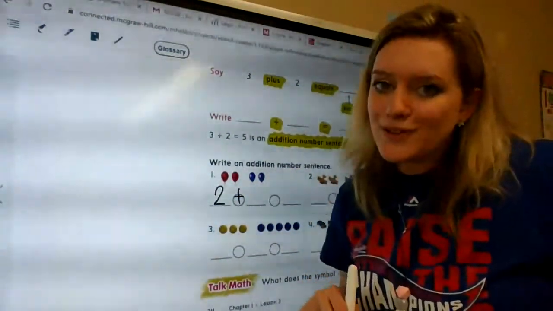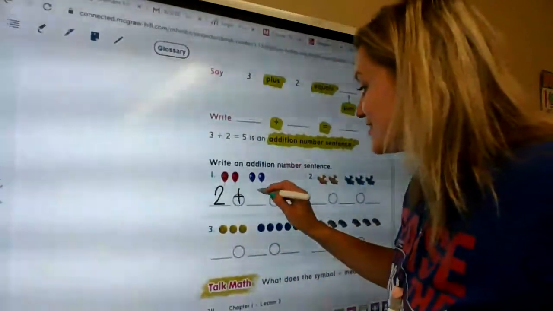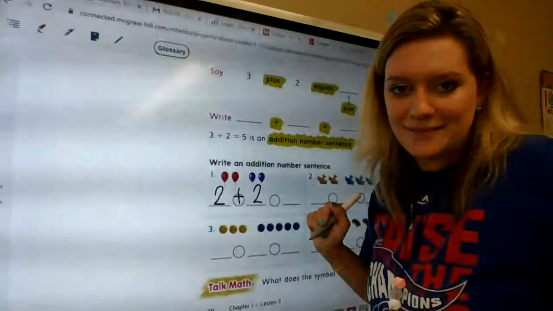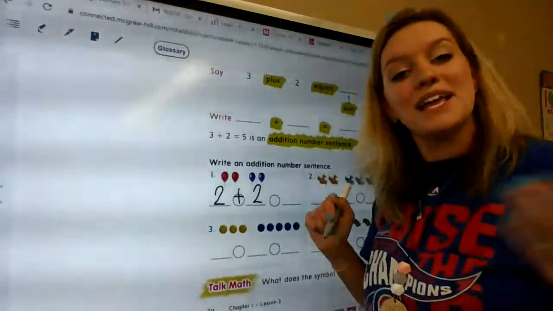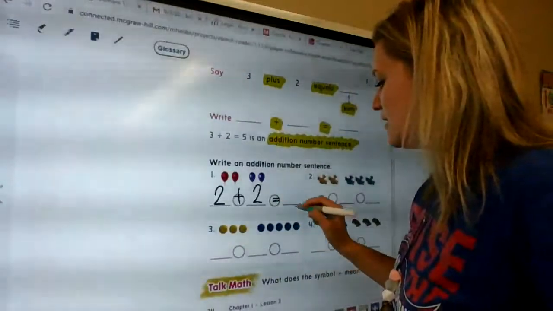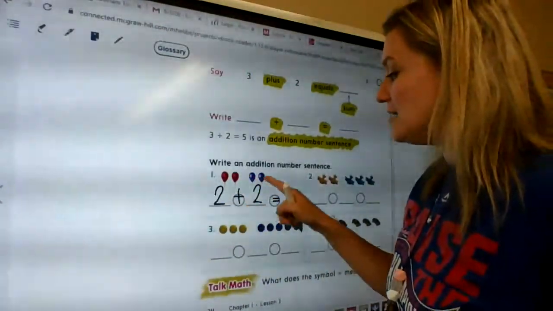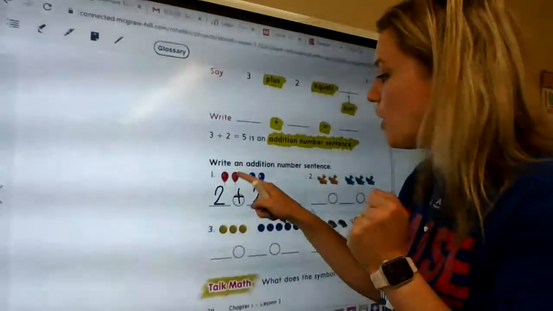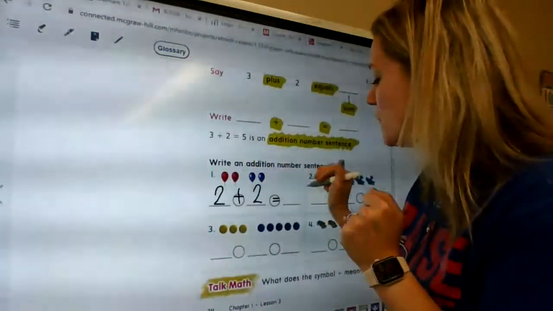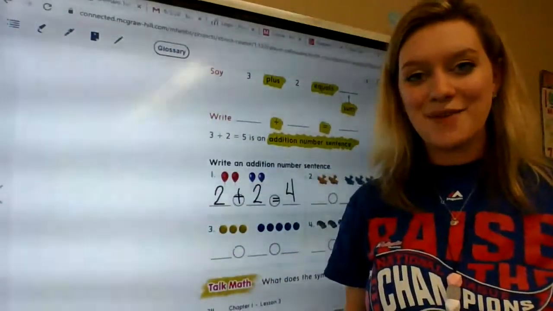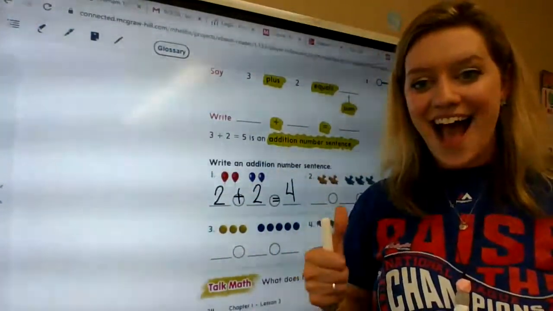How many purple balloons are there? There's 2 purple balloons. Now, do I just leave that blank? No, I got to put my equal sign in there because I need to know how much it is all together. So I'm going to count. 2 plus 2 equals what? Okay, so I'm going to count it up. 1, 2, 3, 4. 2 plus 2 equals 4. And we have our addition sentence.